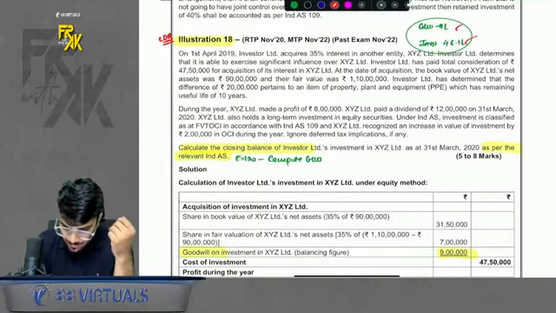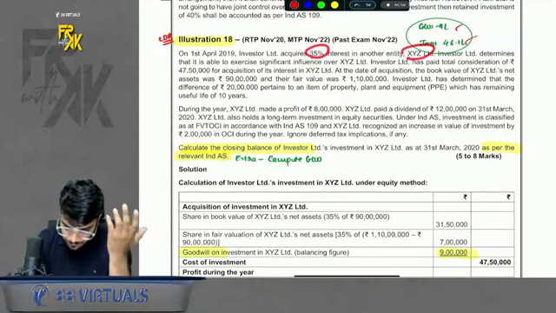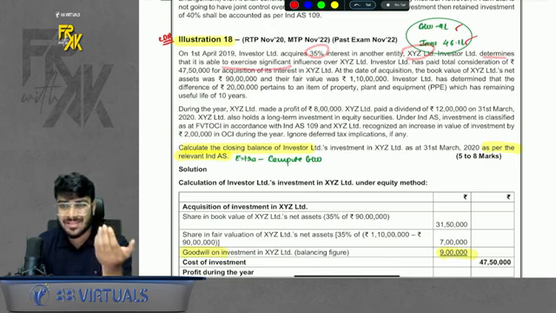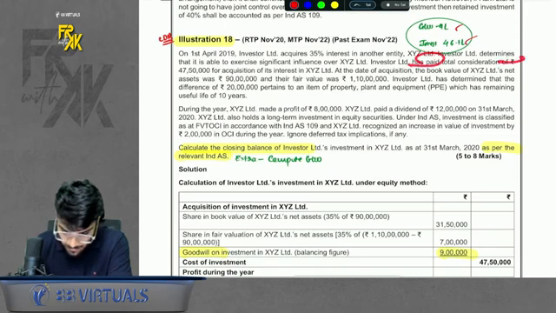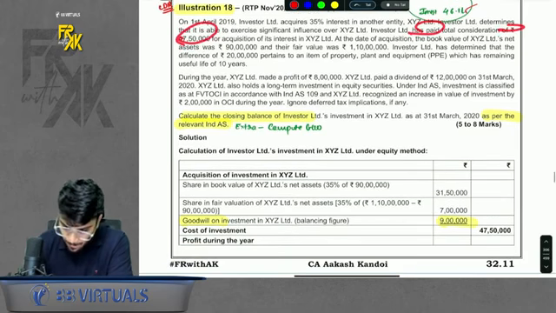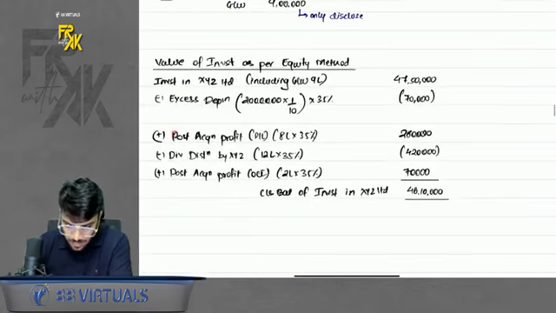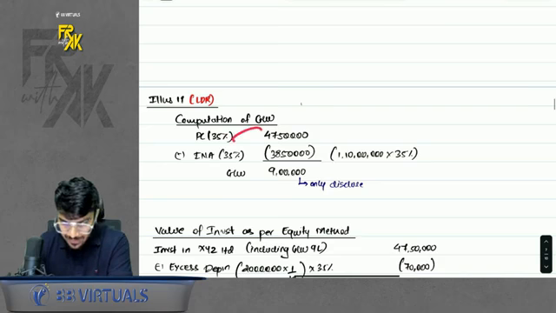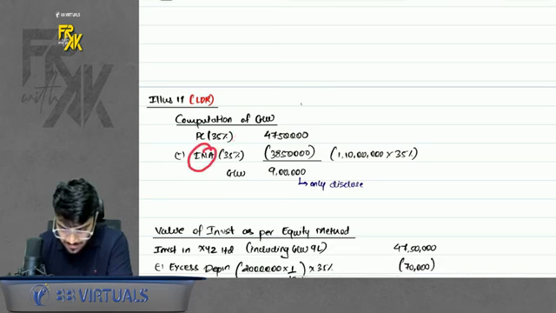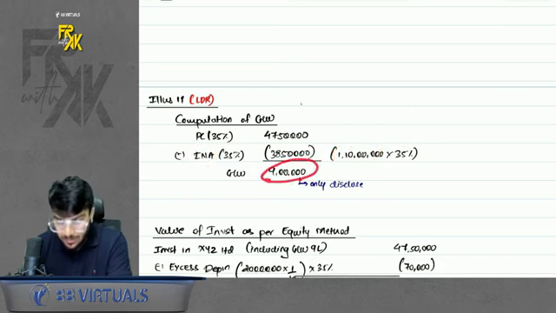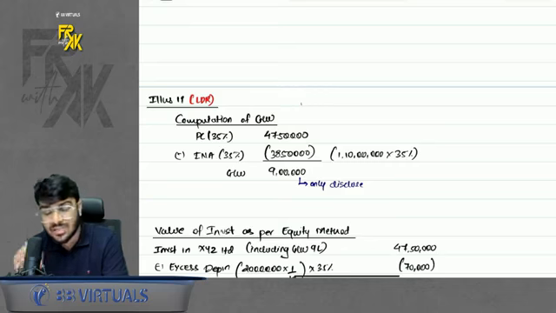Investor is having 35%, so it is able to exercise significant influence. The purchase consideration we have paid is 47.5, and the identifiable net assets' fair value was 1.1 crore. So first find the goodwill. How will you find the goodwill? You will take PC 35%, 47.5, INA 35%, 1.1 crore into 35%. You will get goodwill of 9 lakhs. If it is goodwill, only disclose it. If it was a gain on bargain purchase, we would have recorded it. But if it is goodwill, just disclose it.